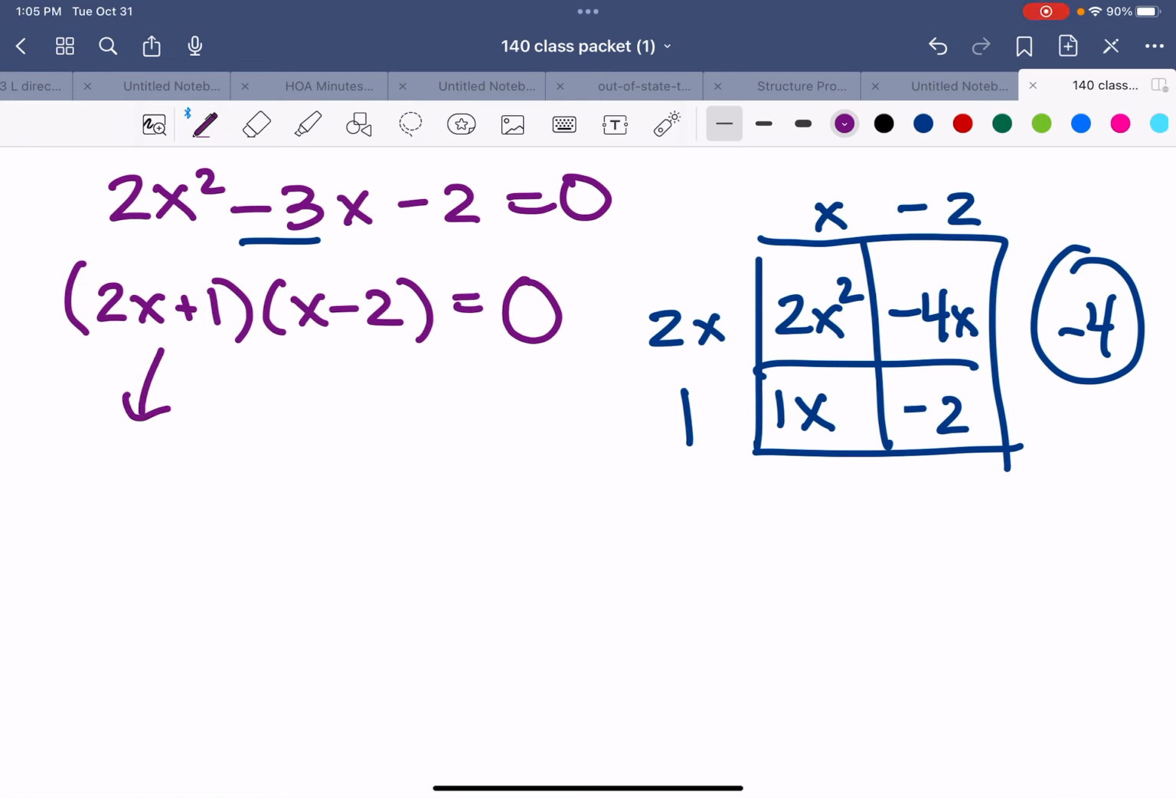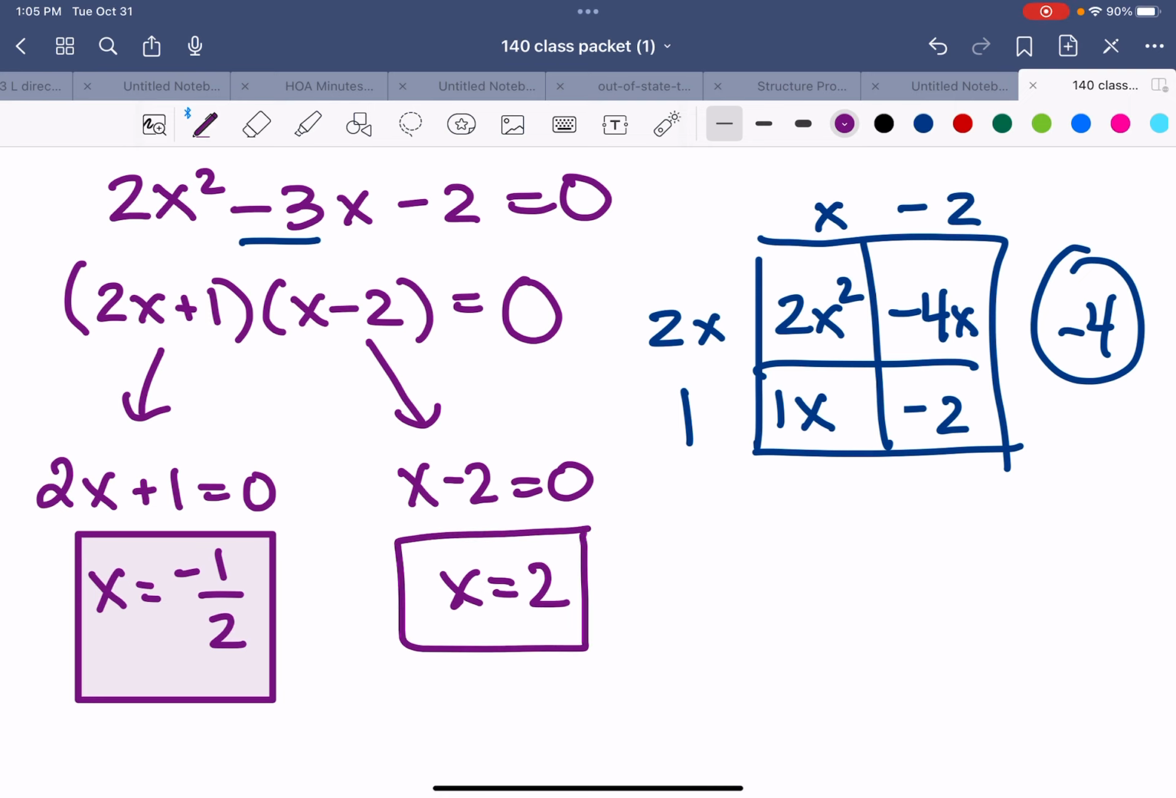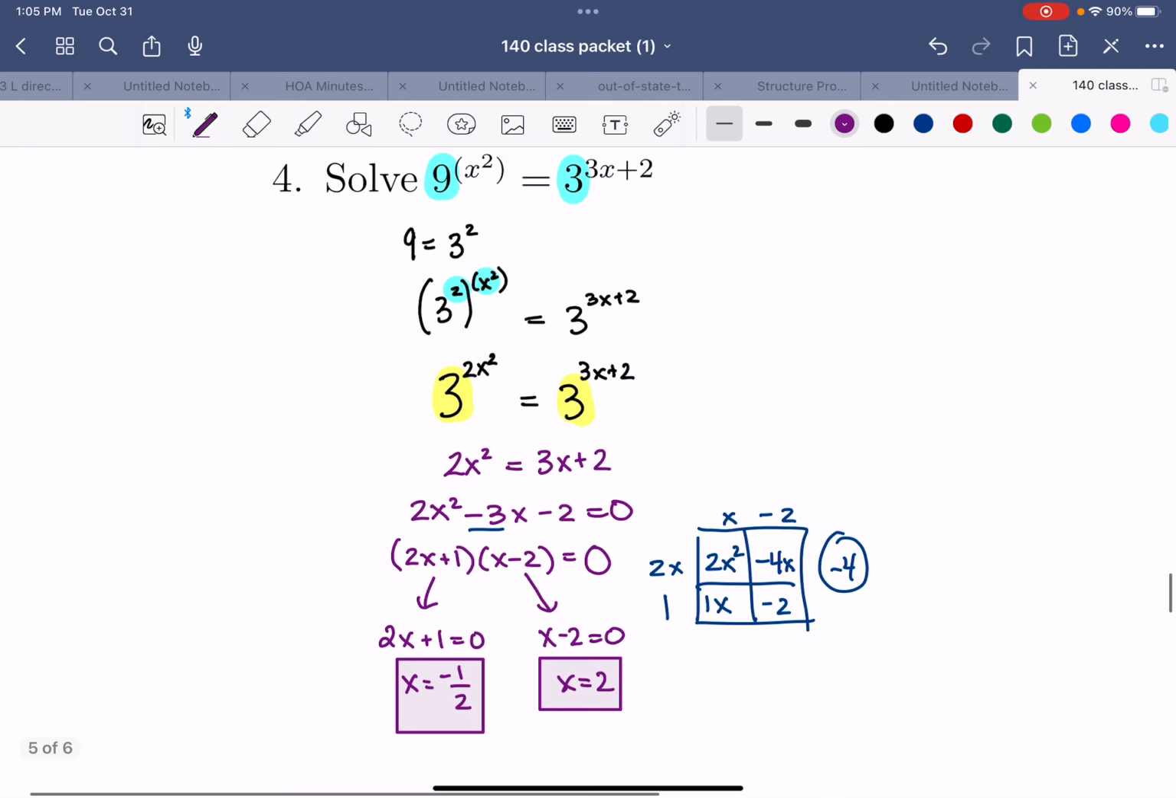And then we set each piece equal to 0. So we subtract the 1, divide by 2, and I get -1/2. And over here, we're taking x minus 2 equals 0. Add the 2 to the other side, and I get x equals 2. Okay, so the moral of the story on these is we want to get our base the same. And if there's not, it's usually because there's some relationship between the two. Okay, and then once we do that, then we can set the exponents equal to one another and solve. So that's number 4.